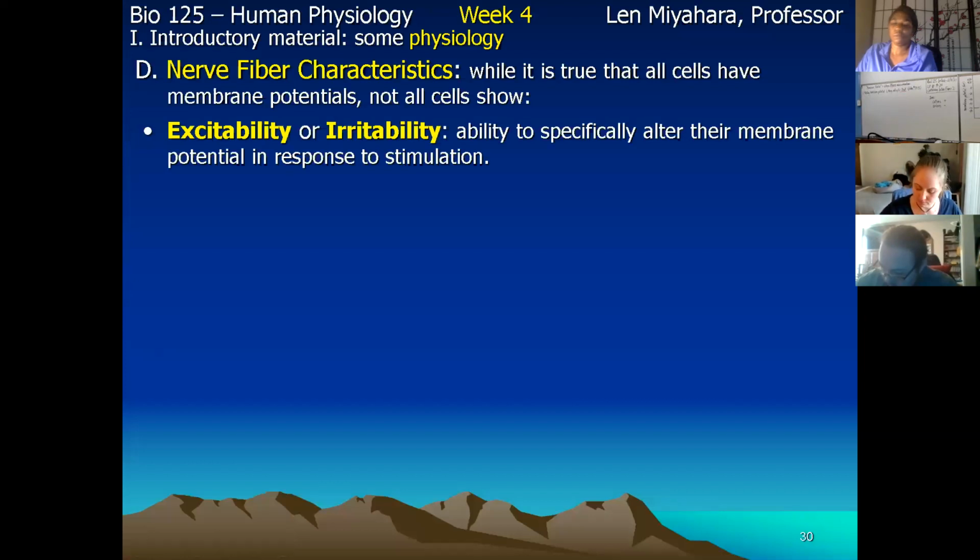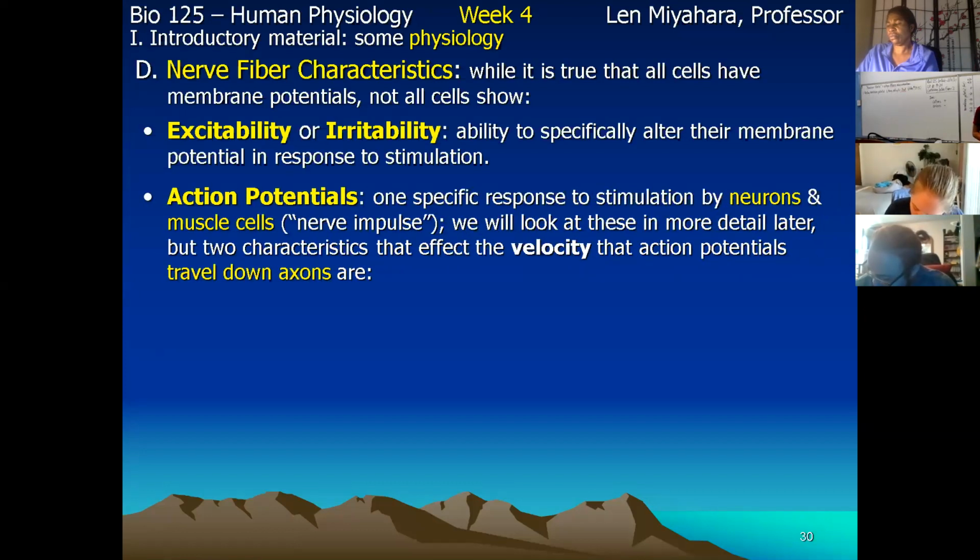Okay, let's first talk about nerve fiber characteristics. When we talk about a nerve fiber, and I put up multipolar neurons up on the whiteboard on Monday, we're talking about the axon. So right there on the very top of the slide where it says nerve fiber, just say equals axon. They show these characteristics: excitability or irritability, and this is a characteristic response to stimulus. One of the ways they respond is an action potential, and action potential is using the same word.